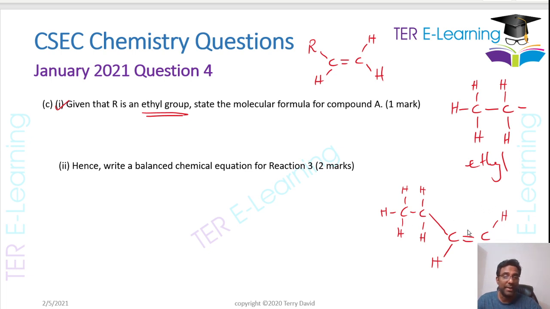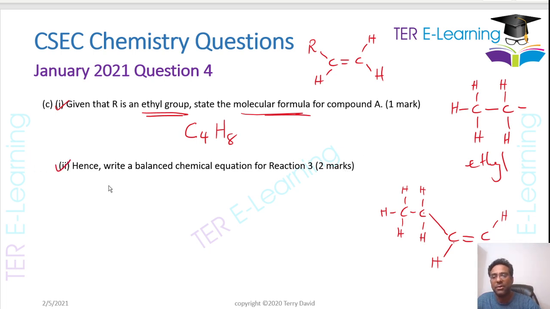Now, when we look at that, we can easily state what the formula is. If we look at that compound, it has 4 carbon atoms: 1, 2, 3, 4 carbon atoms. And we have a total of 8 hydrogen atoms. So they wanted to know the molecular formula for A. That's what it is. It is C4H8.